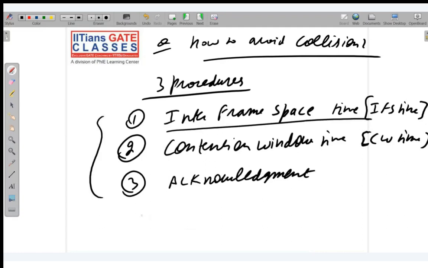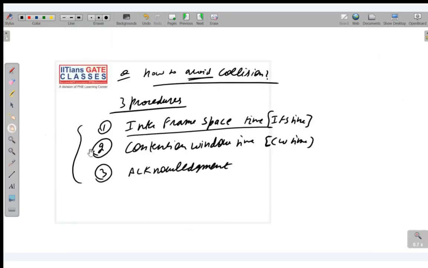So to avoid collision, the sender should be extra careful. First take snapshot. I will jump to the next slide and there I will tell you about IFS time. Take snapshot. Done, sir.